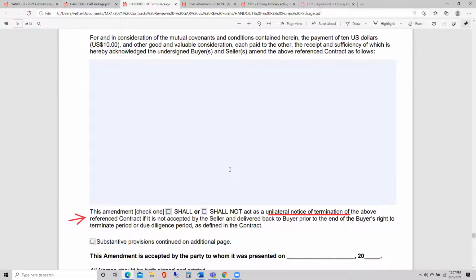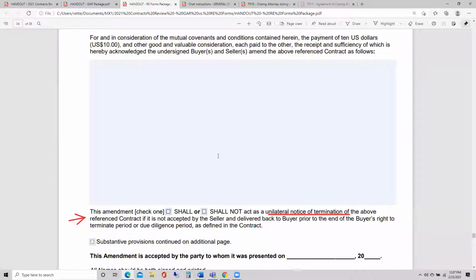If the property needs a new roof, if the foundation is all wonky and it needs a structural foundation engineer to prop it up so it doesn't fall, if it is a huge make it or break it issue, then you might want to actually mark shall, meaning if the seller doesn't agree to replace the roof or fix the structure or something like that, then this would terminate the contract on behalf of the buyer before the end of that time frame and protect their earnest money.